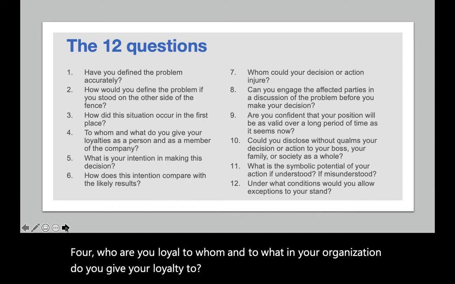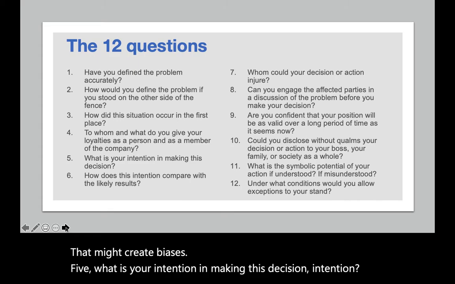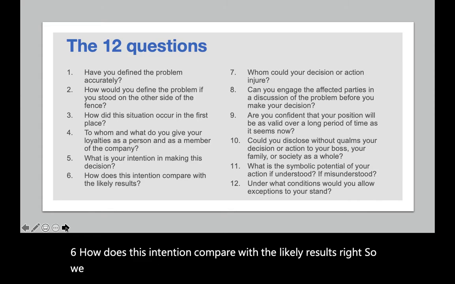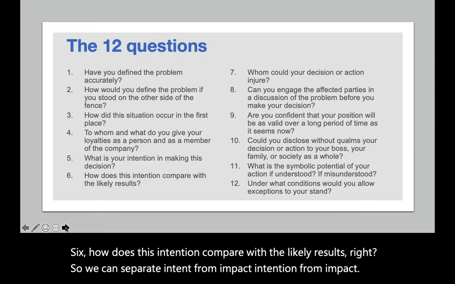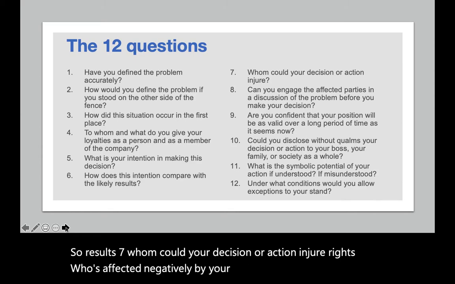That might create biases. 5, what is your intention in making this decision? Intention. 6, how does this intention compare with the likely results, right? So we can separate intent from impact, intention from impact. So results. 7, whom could your decision or action injure, right? So who is affected negatively by your decision or by your action?